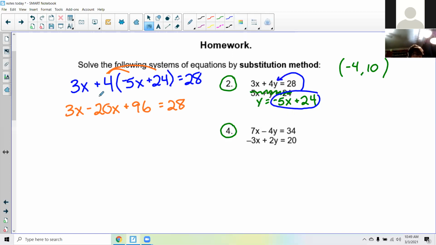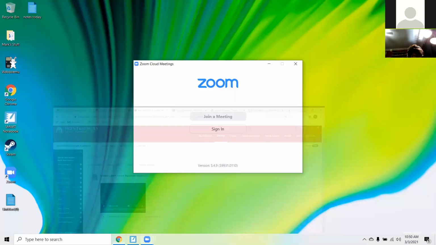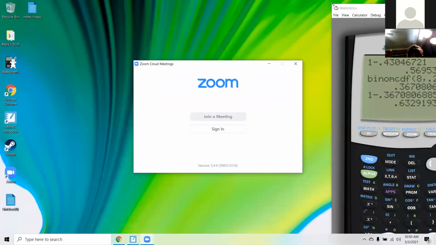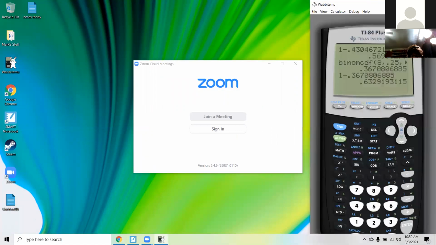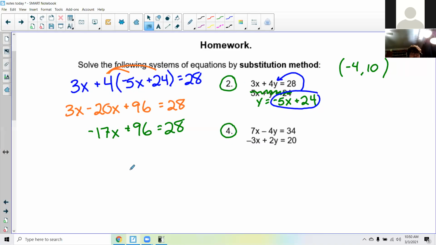I can clean up that left side. 3x and negative 20x is negative 17x plus 96 equals 28. Where'd my calculator go? Oh, I need that. There we go. So I want to get the 17x by itself. So I'm going to subtract 96.